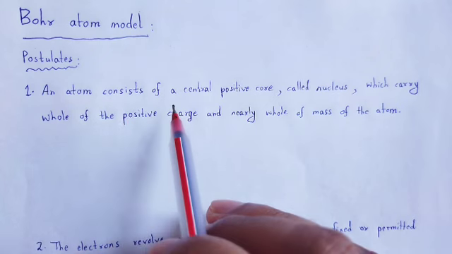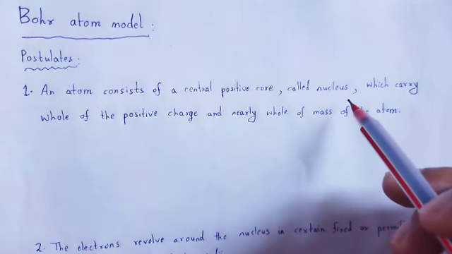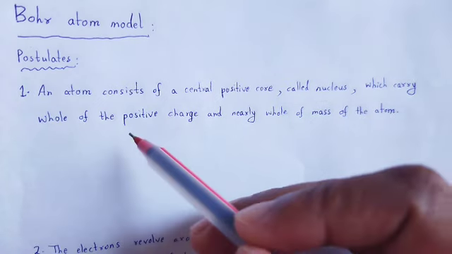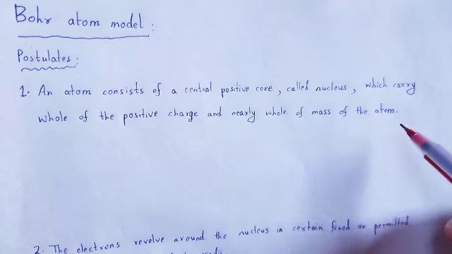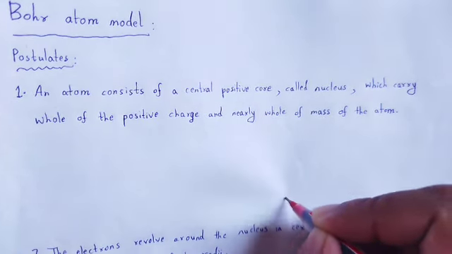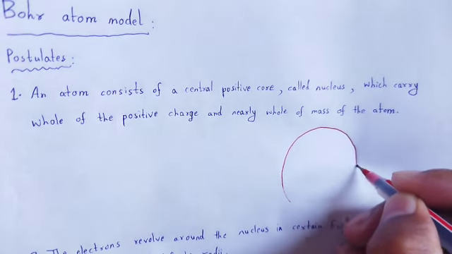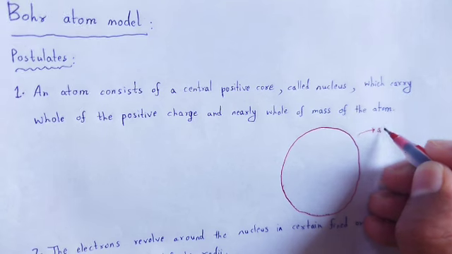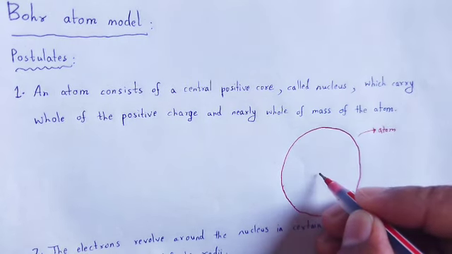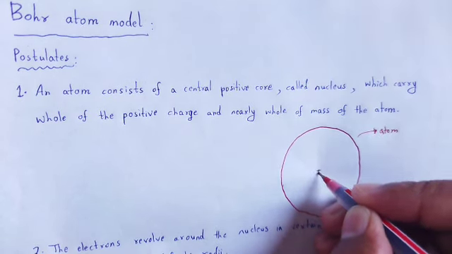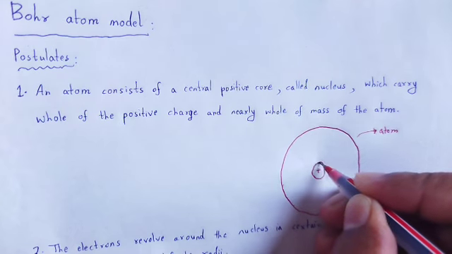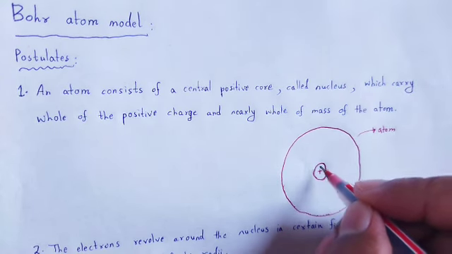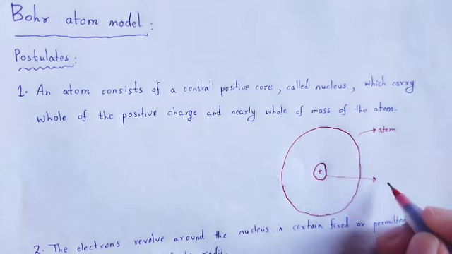An atom consists of a central positive core called the nucleus, which was discovered by Rutherford, which carries the whole of the positive charge and nearly the whole of the mass of the atom. Let us see the atom. In that central portion, which is the positively charged core, the whole of the mass of the atom is concentrated, and that is called the nucleus.